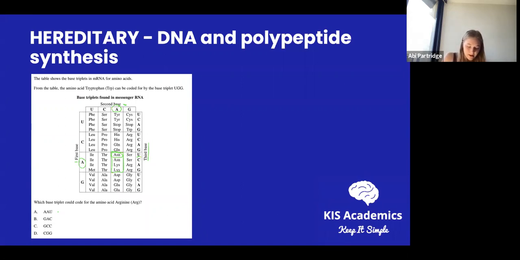If we do B next, we've got GAC. Starting on G and then A, we're in this box here somewhere. And then the last one is C. So that's also not arginine. The next one we've got is GCC. So take G again, C up here, this box somewhere, and whichever one is the third one doesn't actually matter because they're all alanine.